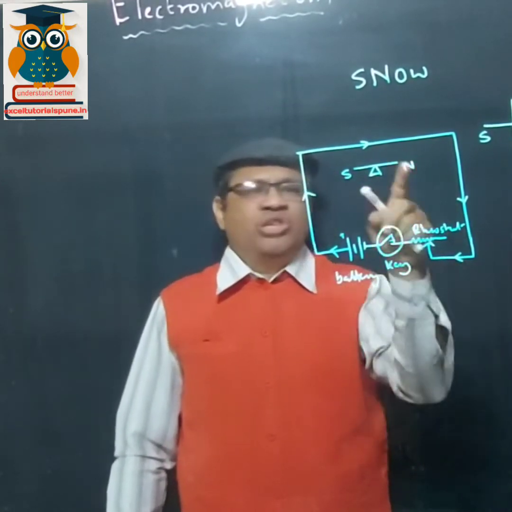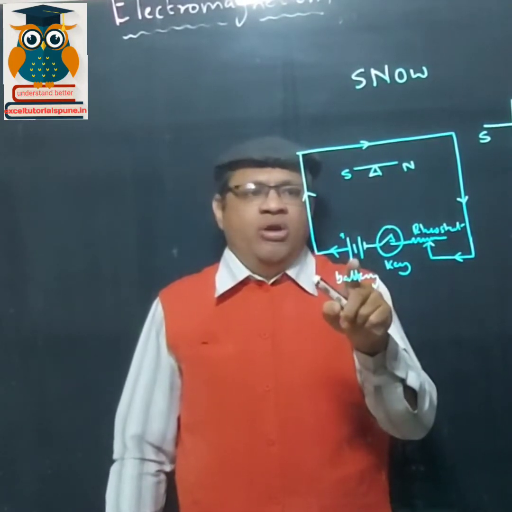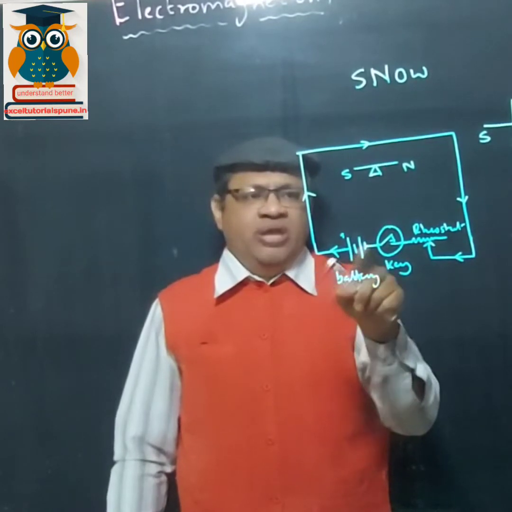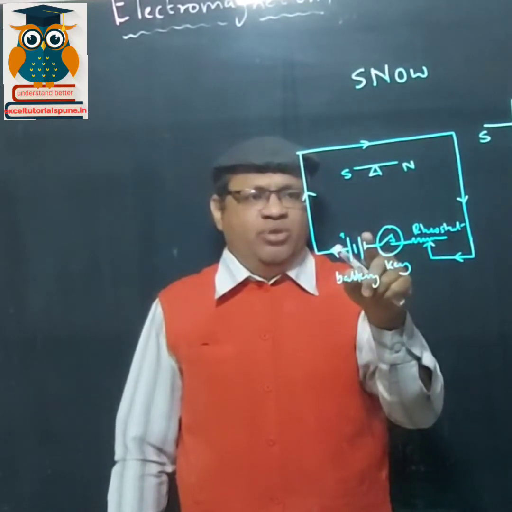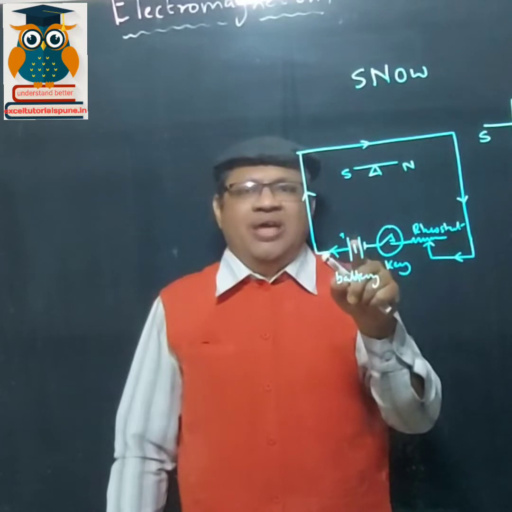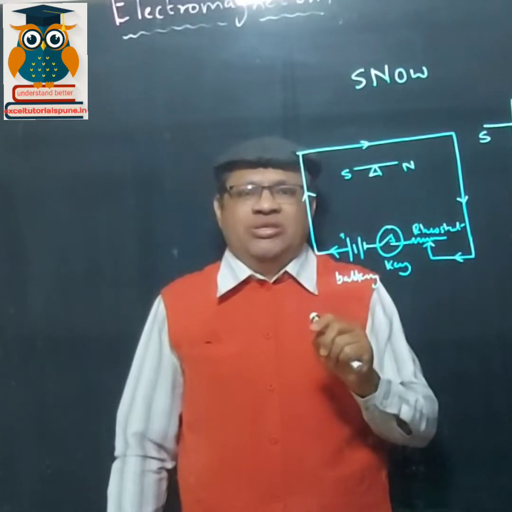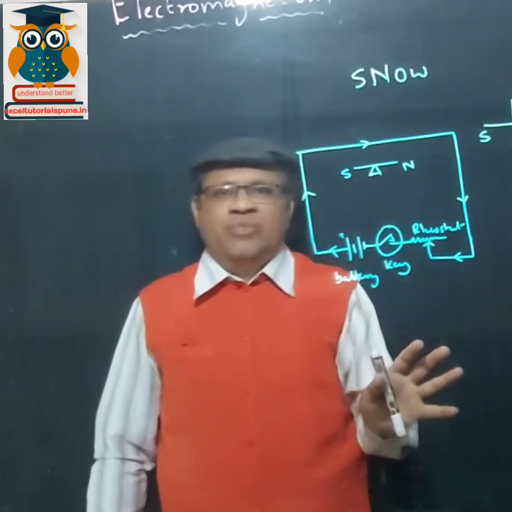And what happens if you change the polarity of this current, or if the current moves from north to south instead of south to north? That means if the positive is put over here, and negative over here, then that time the deflection will be towards the west. So that is his experiment.